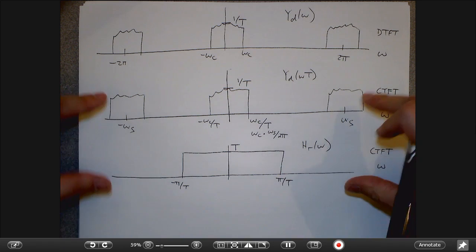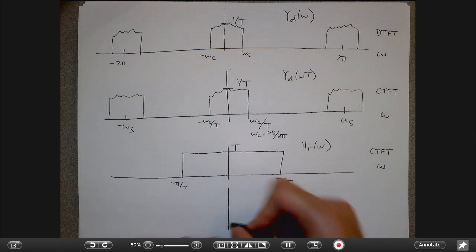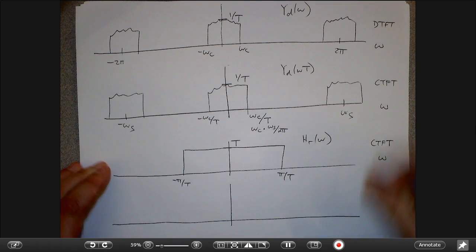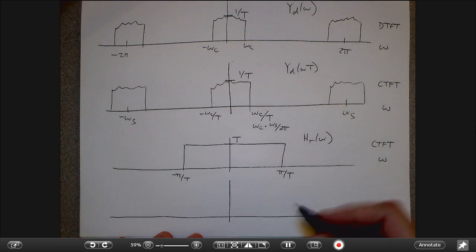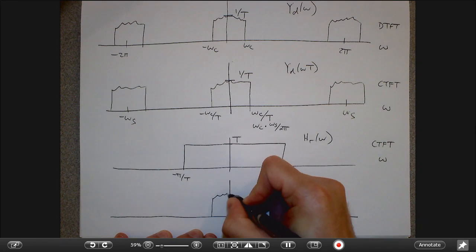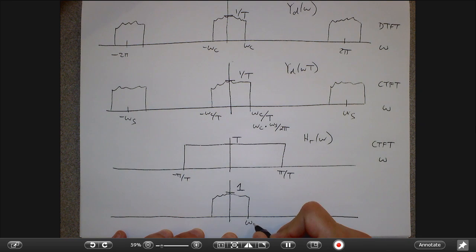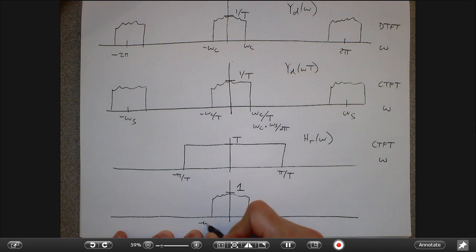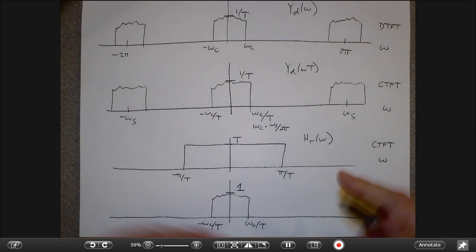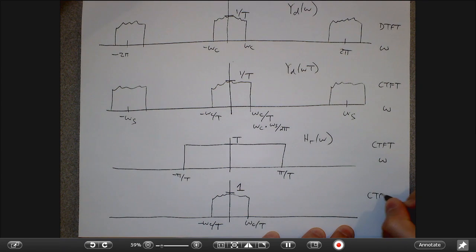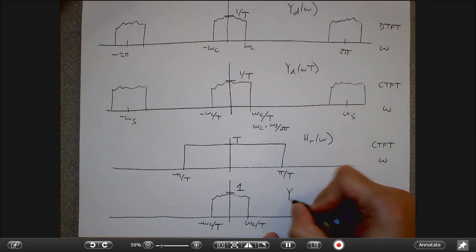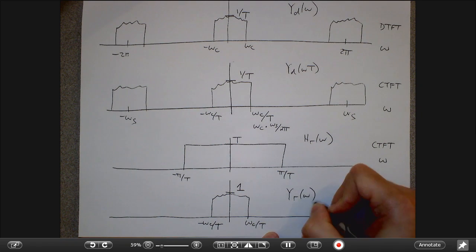And then the product of those two things in the frequency domain gives me just the middle copy, which is going to have height 1, and it's going to have cutoff omega c over T, as long as I don't have any aliasing or anything like that. And this is the continuous time Fourier transform of my reconstructed signal, right?